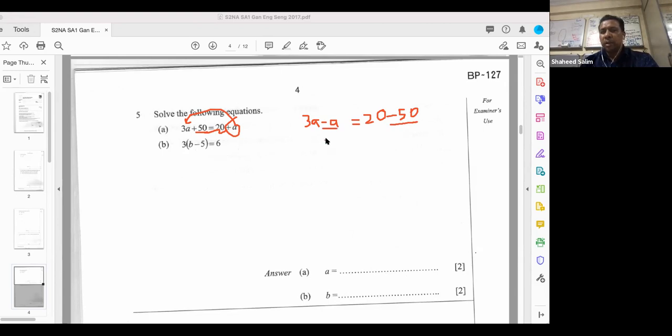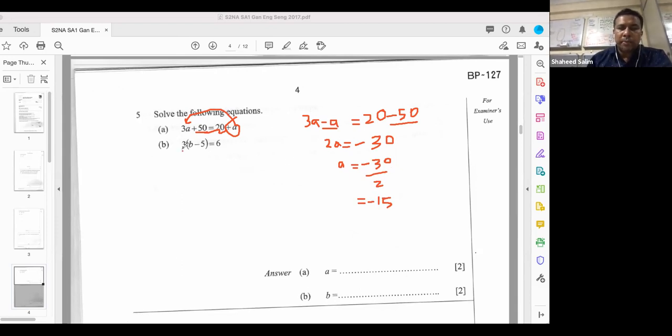So 3A minus A is 2A. And then 20 minus 50 is minus 30. Okay, and then A equals minus 30 over 2, equals negative 15. Okay. All right, the next one now. Next one need to times, huh? 3 times B is 3B. 3 times 5 is 15. There's a minus sign. Equals to 6.